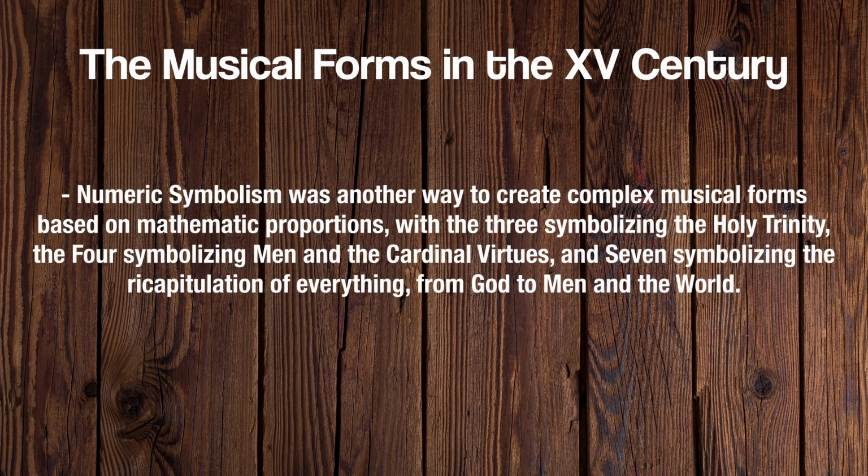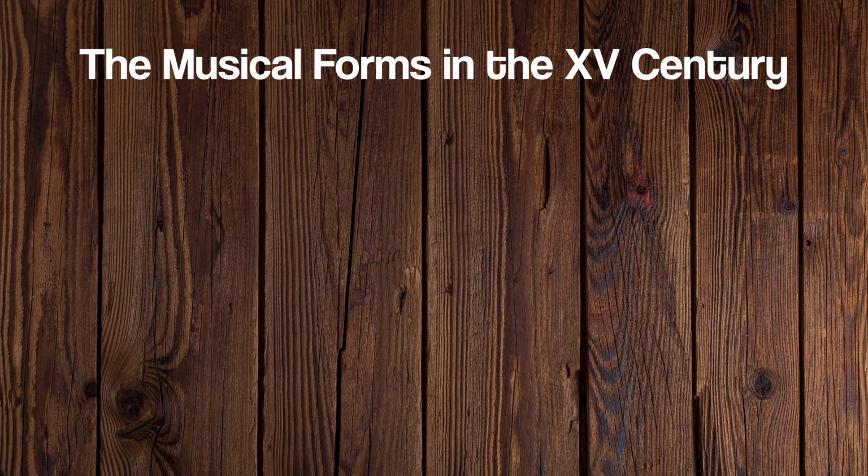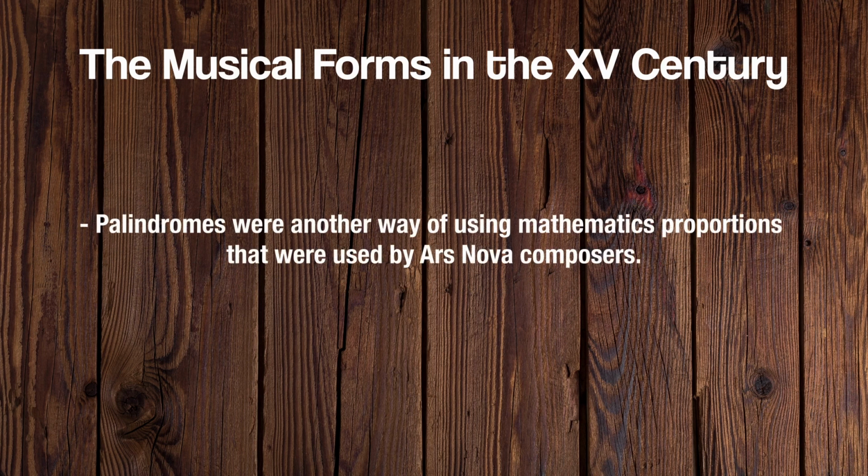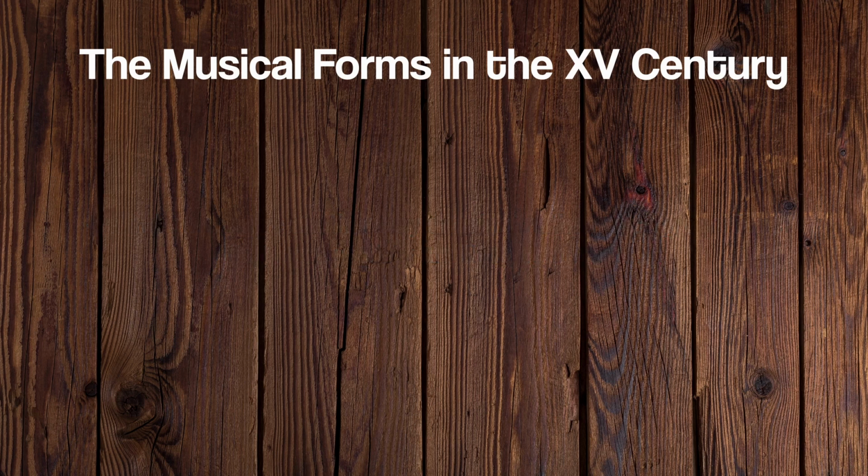Numeric symbolism was another way to create complex musical forms based on mathematical proportions, with the 3 symbolizing the Holy Trinity, the 4 symbolizing man and the cardinal virtues, and 7 symbolizing the recapitulation of everything, from God to man and the world. Palindromes were another way of using mathematical proportion that was used by the Ars Nova composers.